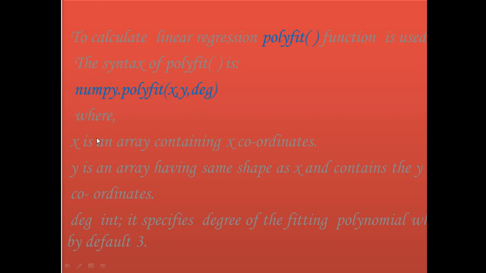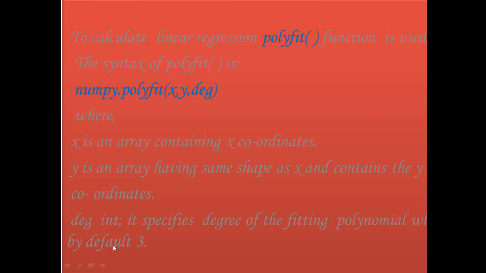So numpy.polyfit(x, y, deg). Deg is the degree. x is an array containing the x coordinates, and y is an array of the same shape as x and contains the y coordinates. And deg should be an integer value, so here it is specified as int. It specifies the degree of the fitted polynomial, which by default will be 3. So degree can be 1, 2, or 3. The thing you need to know is only how to write it. Clear? And polyfit is the name of the function.